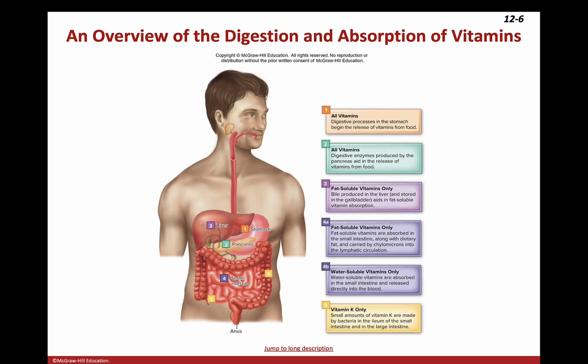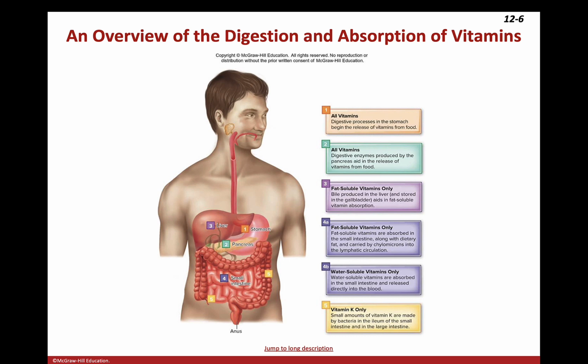When we look at vitamins, all of them begin being digested within the stomach, and that is because of the release of vitamins from food. Digestive enzymes produced by the pancreas will help in the release of vitamins from food. Now, when we talk about just fat-soluble vitamins, bile produced in the liver and stored in the gallbladder aids in fat-soluble vitamin absorption.